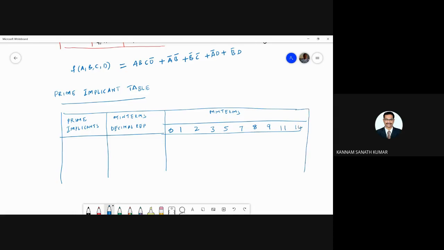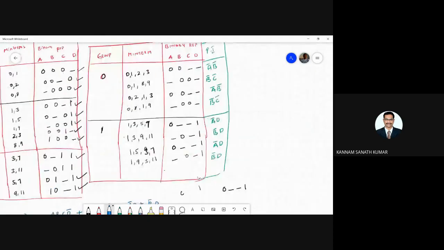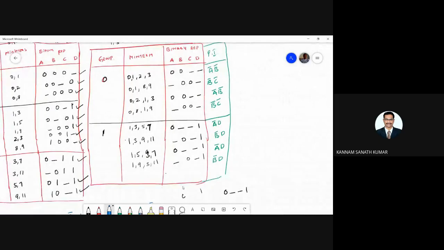So you should write. What is my first min-term? What is the first prime implicant? A, B, C, D bar. So the min-term is 14. And next A bar, B bar. A bar, B bar means, if you observe in this table, how you got 0, 1, 2, 3.